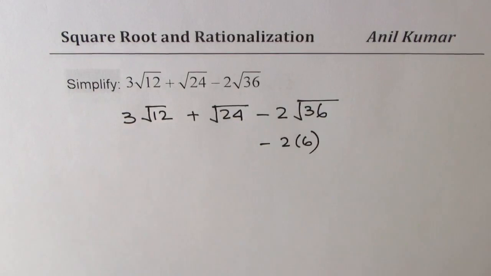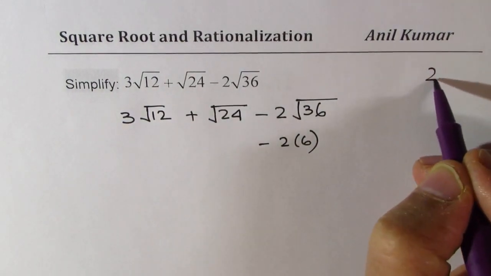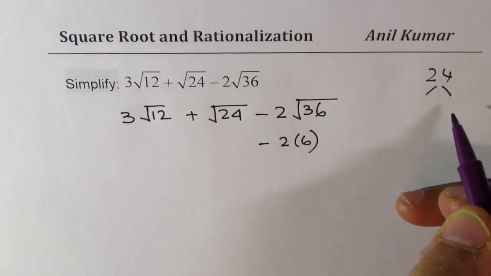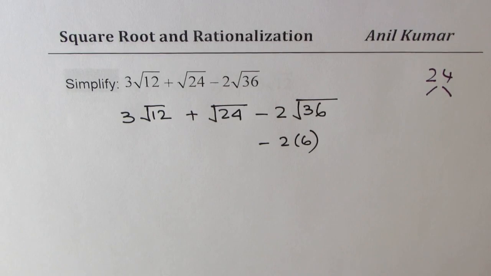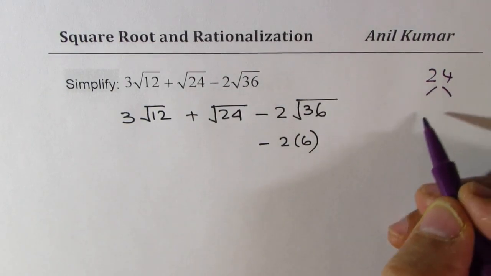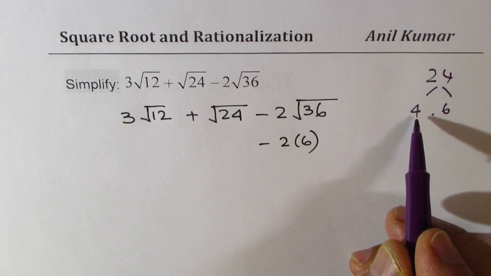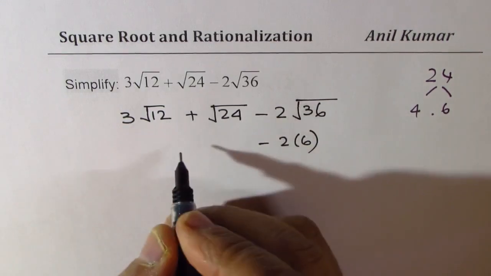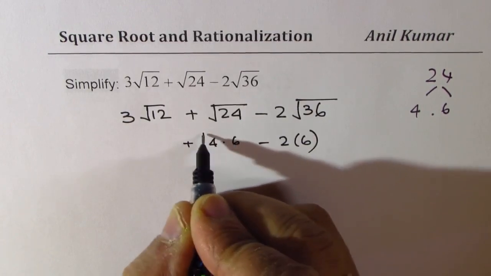Now what should I do with 24? So when we are looking at 24, we want to write factors, and we are looking for a factor which could be a perfect square, right? So we know 4 times 6, right? So 4 times 6 can work. 4 is a perfect square. That's the whole idea, right? So we could write 24 as square root of 4 times 6.